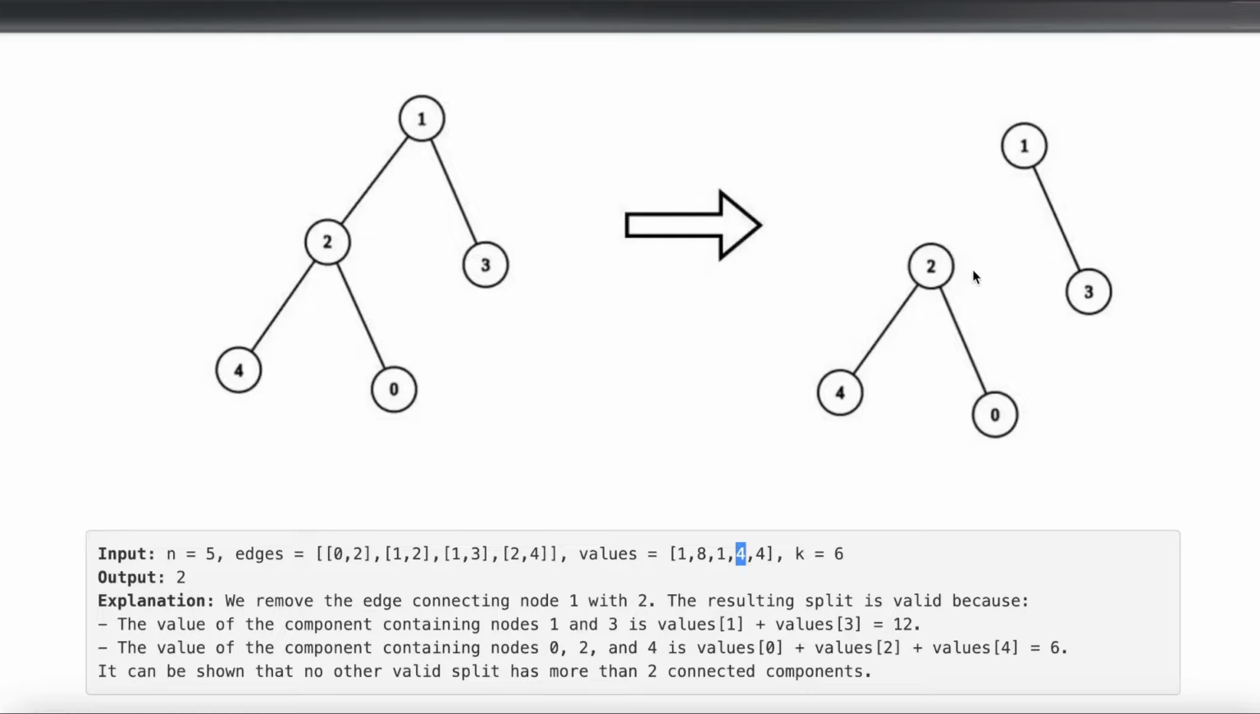Now you can try any other possible split. You will not be able to make more than two components where each component is valid, and hence the answer here is 2. So I hope the problem statement is clear. Now how to solve this?